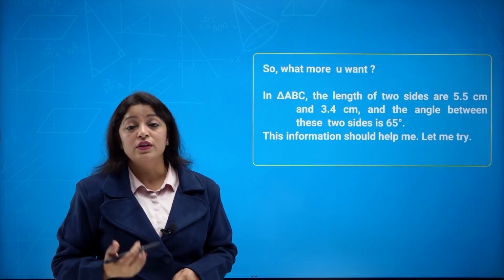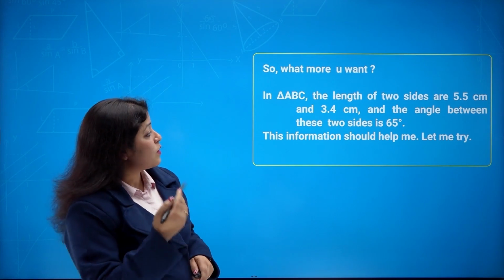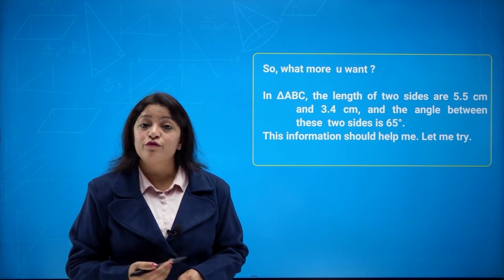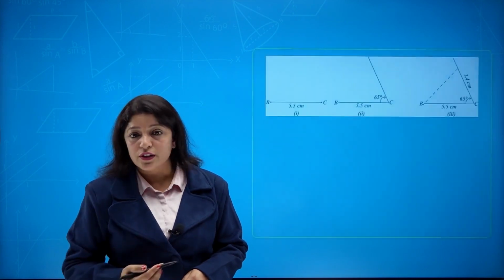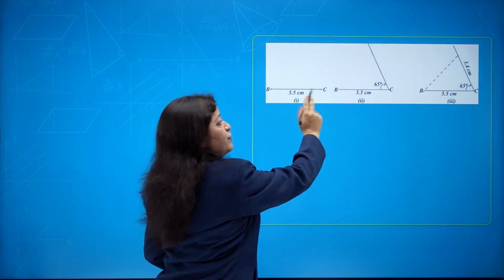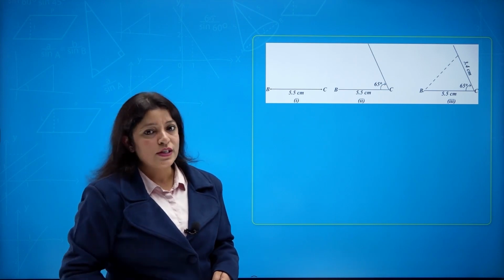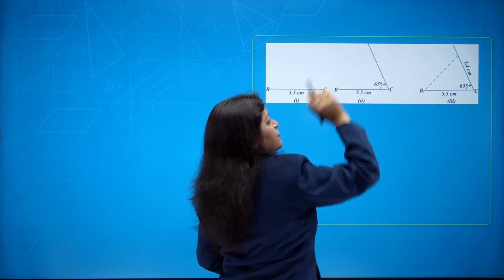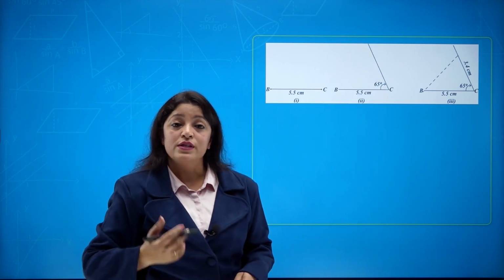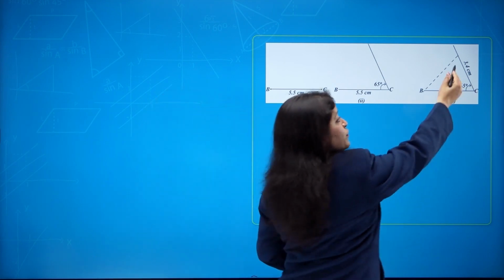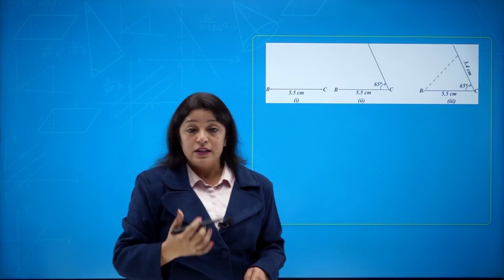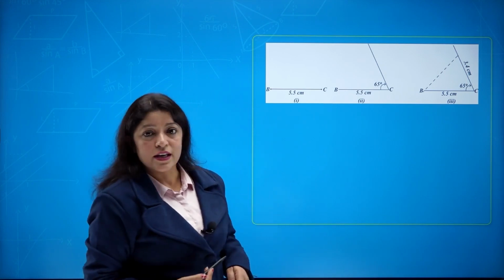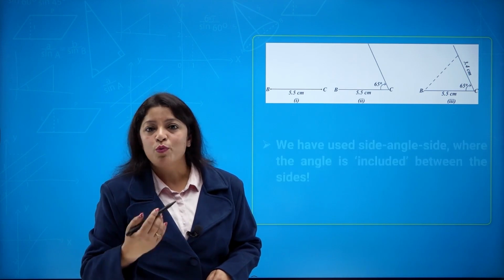Suppose that I now add some more information here. In this case, let me take one more side, that is 3.4 centimeter. Okay, let me try with this. So here, I'll first draw a line segment of 5.5 centimeter. To this line segment, I'll draw an angle of 65 degrees. And now, since the length is given to me as 3.4, from C I'll get a point which is 3.4 centimeter distance from the point C, and then I can simply join the 2 points.